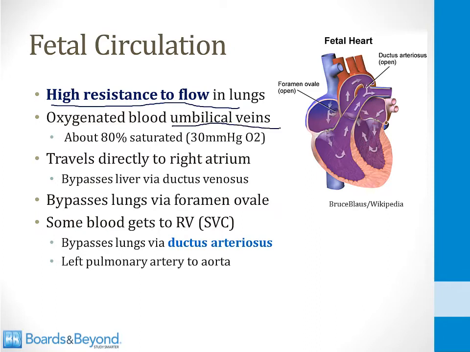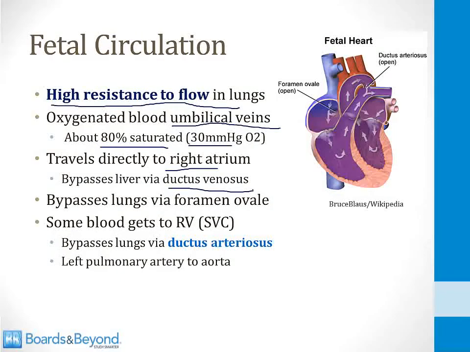Now, interestingly, the partial pressure of oxygen in the blood in the umbilical veins is relatively low, about 30 millimeters of mercury. However, this results in a saturation of hemoglobin of about 80%, and that's because fetal hemoglobin has a strong affinity for oxygen. That oxygenated blood from the placenta and the umbilical veins travels straight to the right atrium. It bypasses the liver via a structure called the ductus venosus. This is because the liver is relatively unimportant in the fetus, since the mother is performing many of the metabolic roles of the liver.